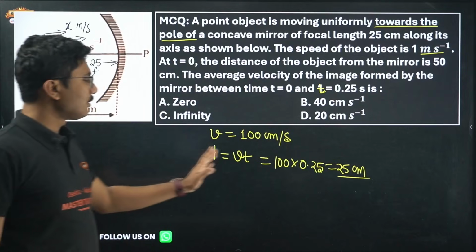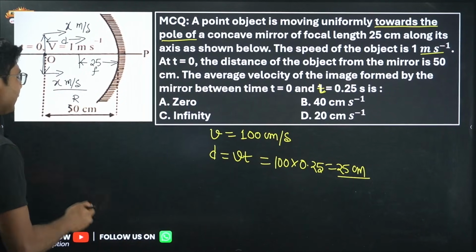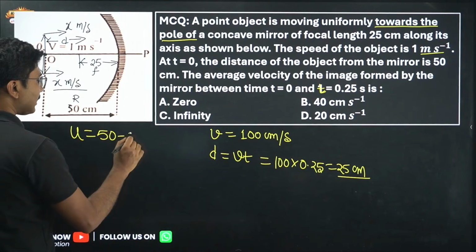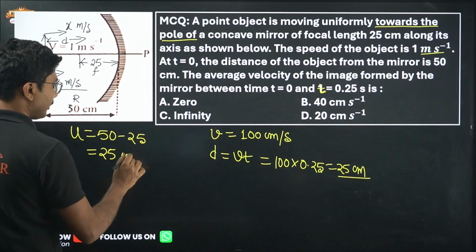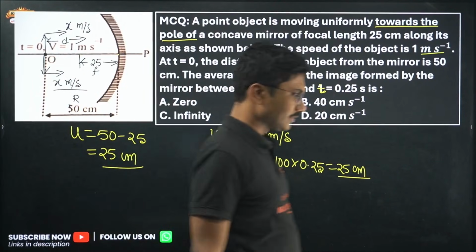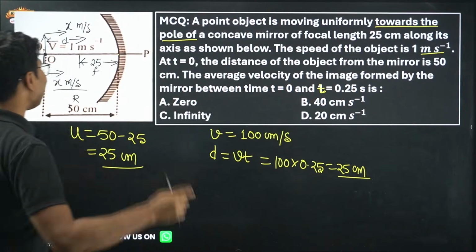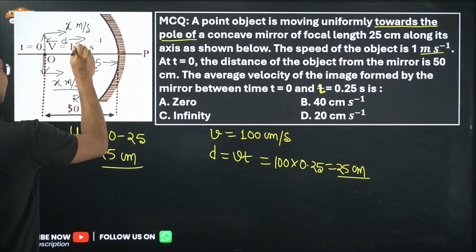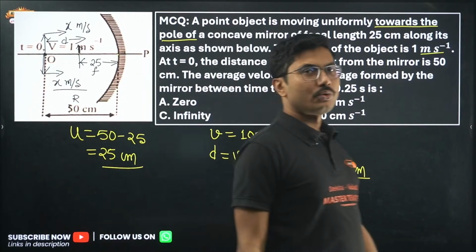Now, the object moved by a distance of 25 centimeter. The initial distance was 50 centimeters. So what is the new distance? The new distance is 50 minus 25, that is 25 centimeter. So the object is at a distance of 25 centimeter from the mirror. What does that mean? The object is exactly at its focus. So the object reached its focus starting from 2F.